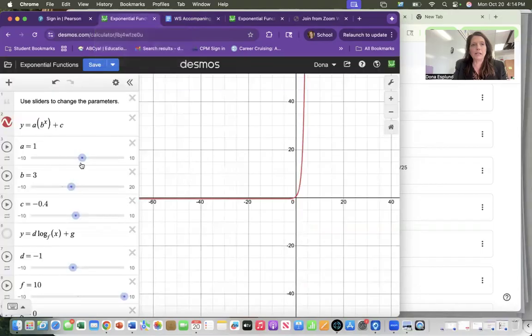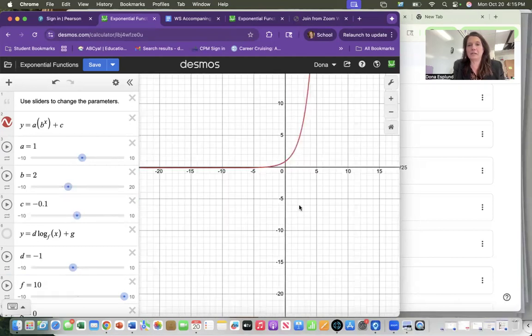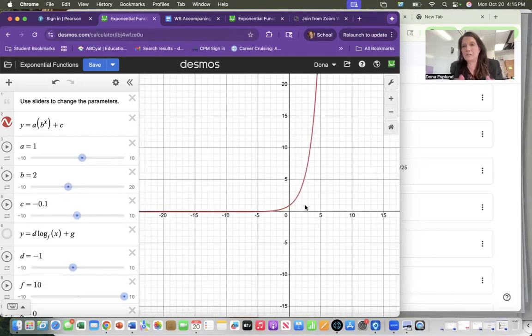So B is 2. All right, there we go, 2. And then C is also going to be 0, so I'm going to just make that one 0. Then you'll have a function, and I can zoom in on the function, but I wanted you to go ahead and identify a few things.